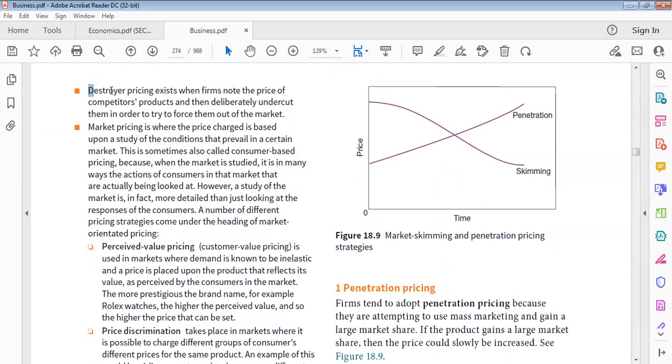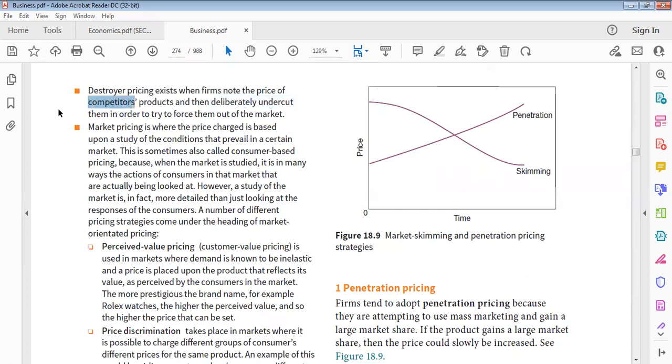And then there's something called destroyer pricing. The name itself is telling you what kind of pricing it is. It is a pricing where you deliberately undercut the price. Maybe you are selling even below your cost. Why? Because you want to kill the other competitors.